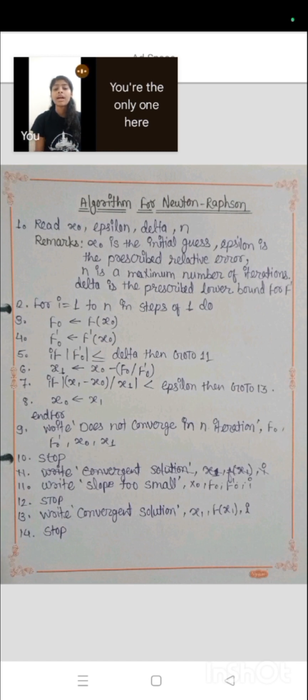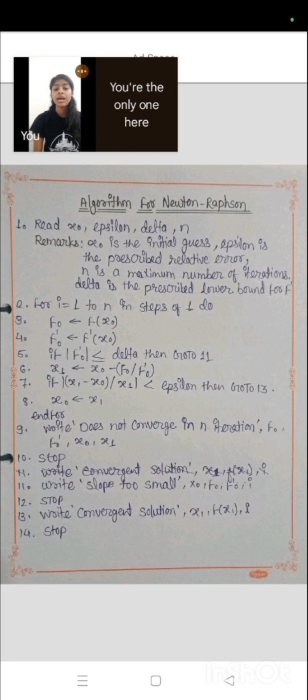Okay, so here we write a for loop: i is equal to 0 to n in steps of 1, do. f0 is equal to f of x0, and f dash 0 is equal to f dash of x0. In the next step we put the if condition: if f dash 0 is less than or equal to delta, then we go to the 11th step and write the slope is too small, and we print the values x0, f0, f dash 0 and i, and we stop the algorithm.